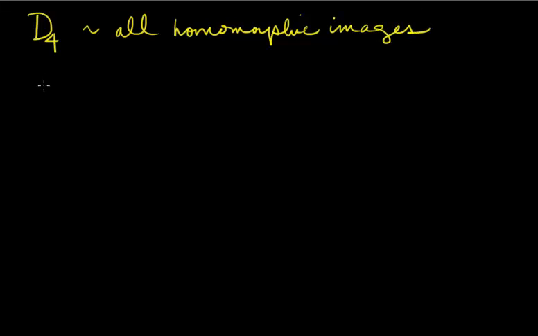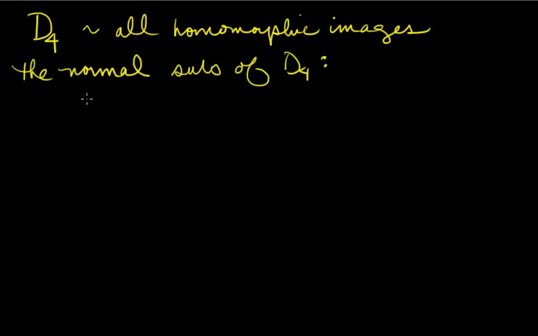Find all homomorphic images. Well, to do that, we need to know the normal subgroups of D4. This would take you some time. You have to look at this and figure it out yourself. The normal subgroups of D4 are the following.